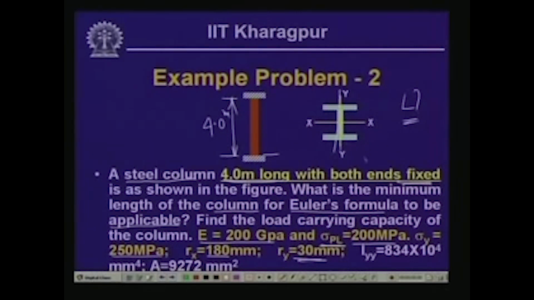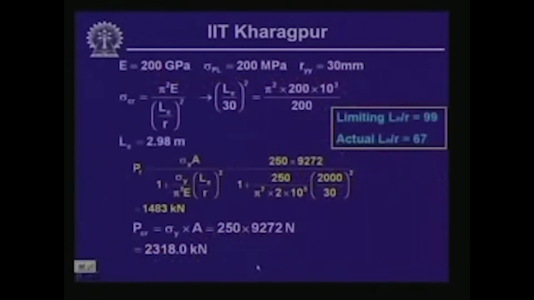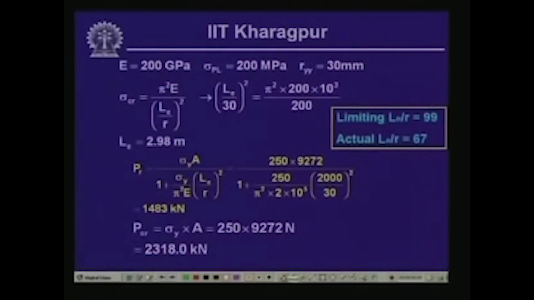as it is expected that the moment of inertia about y axis is less than the moment of inertia about x axis, and thereby the value of the radius of gyration about y axis is less than the radius of gyration about x axis. The cross sectional area of this particular member is given. Now, the question is, let us first find out the value of the limiting length up to which the Euler's critical buckling load formula can be applied.